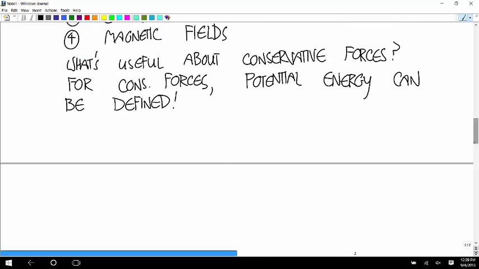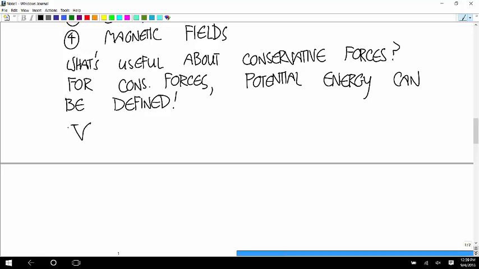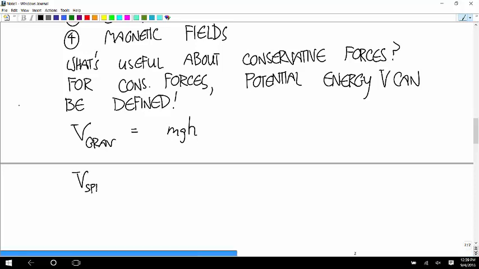And I know what you're thinking, okay, but why is that useful? Well, that's where I'm going. So what's gravitational potential energy? Potential energy, I'll call that capital V. So gravitational potential energy is mgh. Spring potential energy is one half k x squared, where x is how far you are from the equilibrium length, the resting length, of the spring.